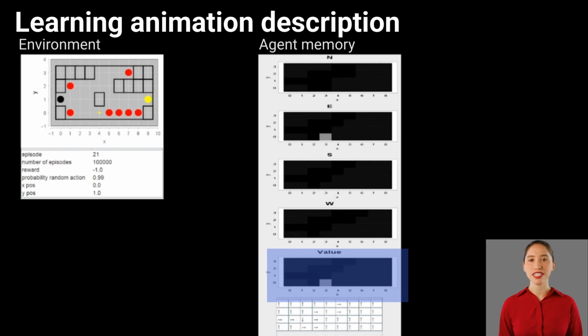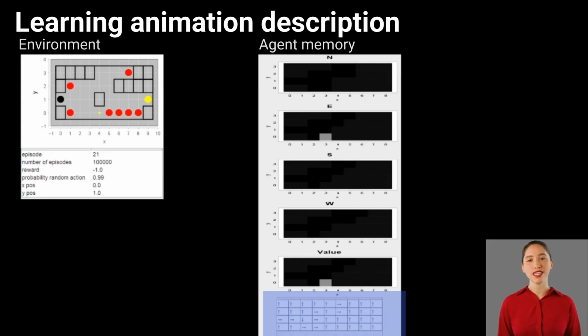The value function is also shown. It represents the value of the best action in each state. At the bottom, the policy is illustrated. The arrows indicate the best action to take in each specific state. The policy shown here is not optimal.